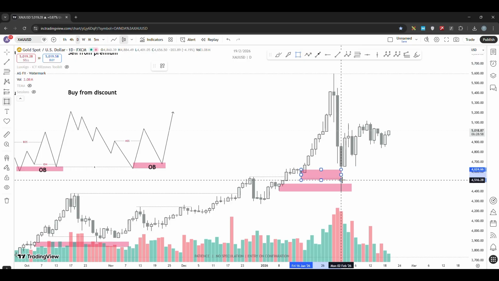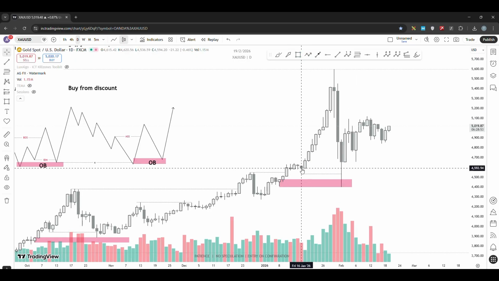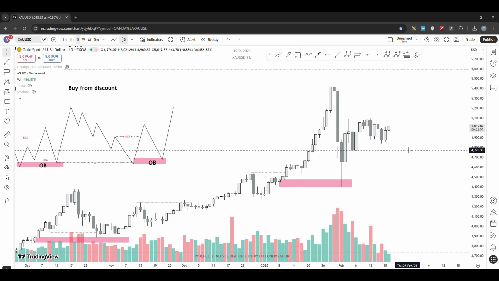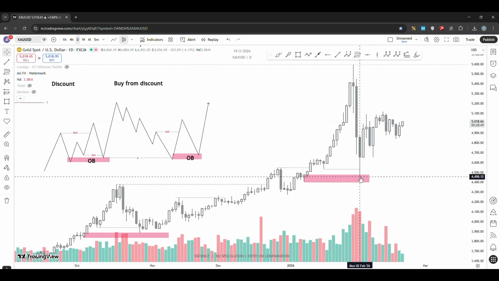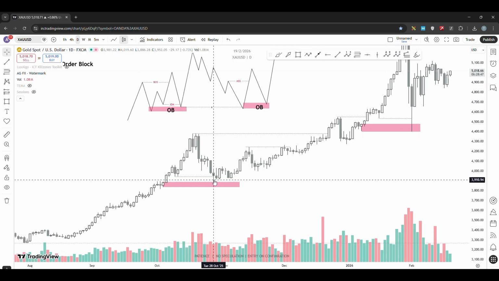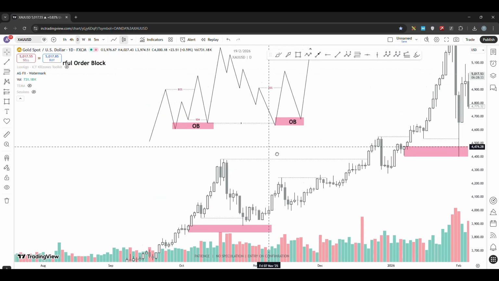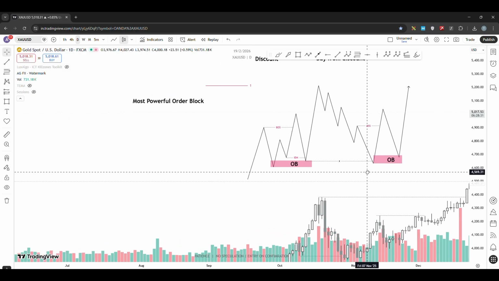So this was the first order block, right? So if this fails, then you have to focus on the order block just below this low. And you can see how market reacted from this order block. Similar thing has happened over here as well. So this is one of the most powerful setups that you can trade in the market.